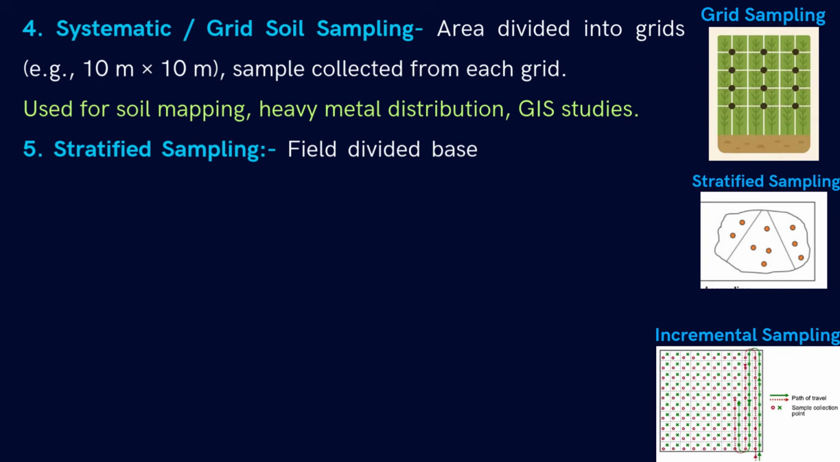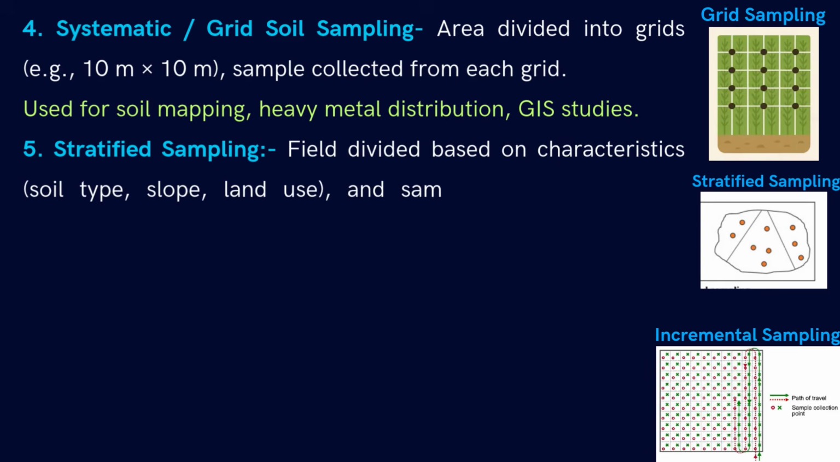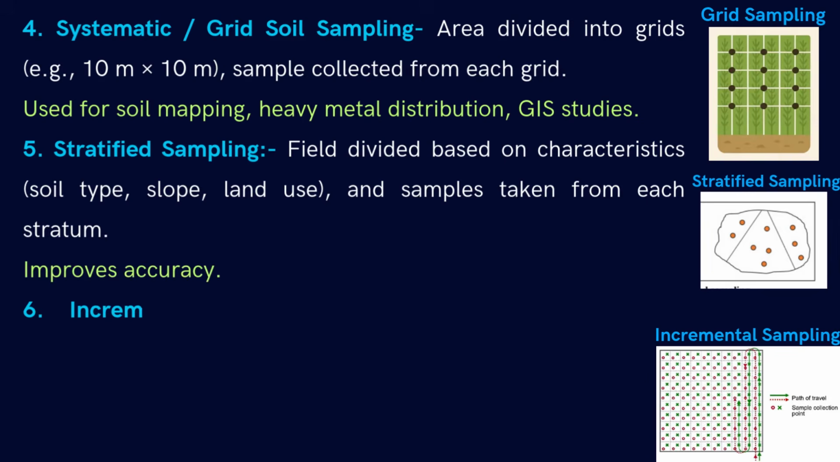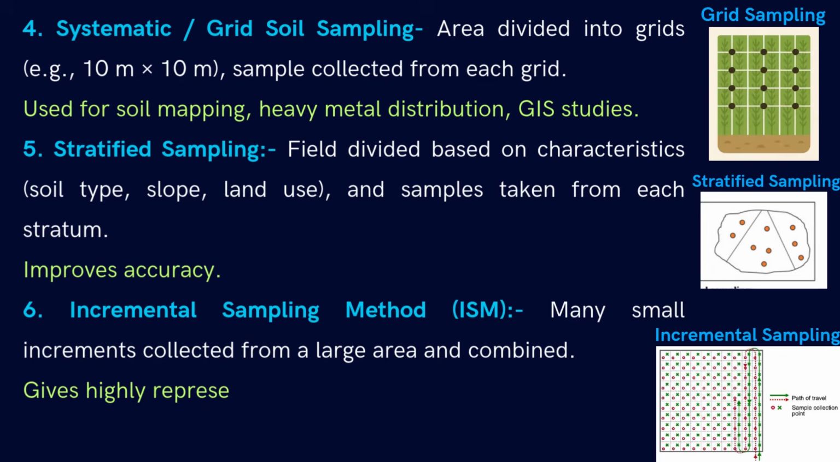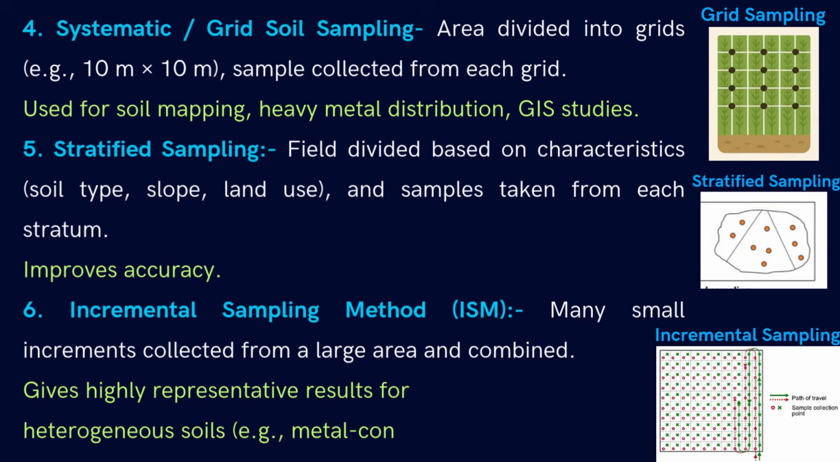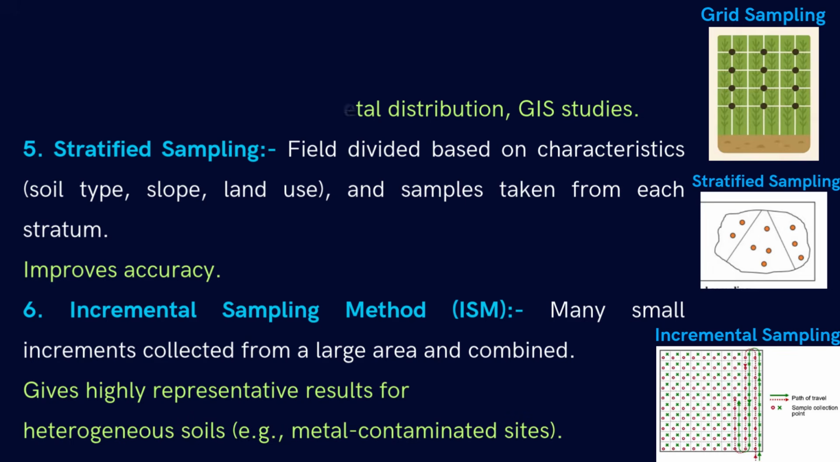Fifth one is stratified sampling, field divided based on characteristics, soil type, slope, land use, and samples taken from each stratum. Improves accuracy. Sixth one is incremental sampling method, ISM, many small increments collected from a large area and combined. Gives highly representative results for heterogeneous soils, example, metal contaminated sites.